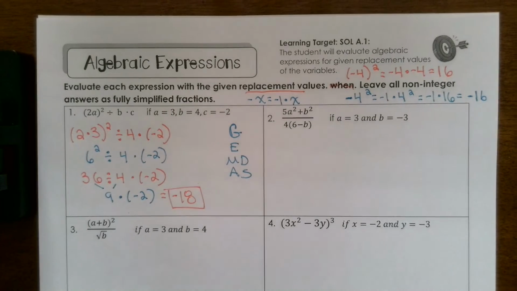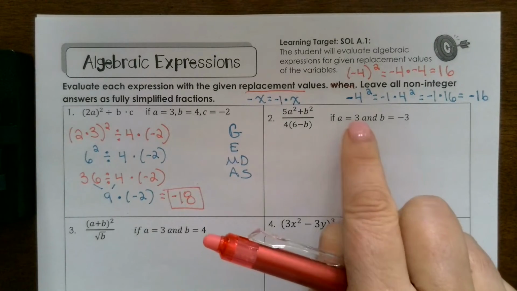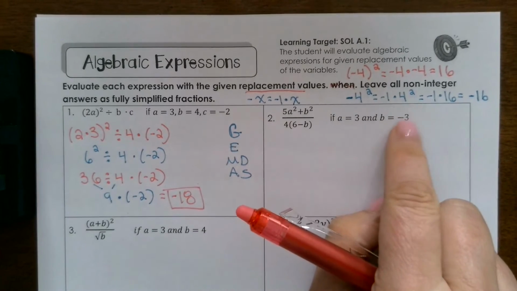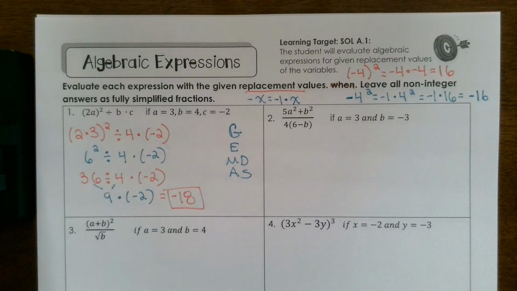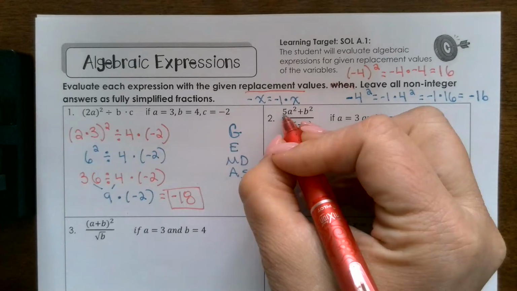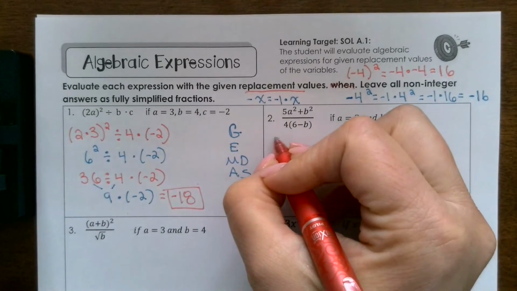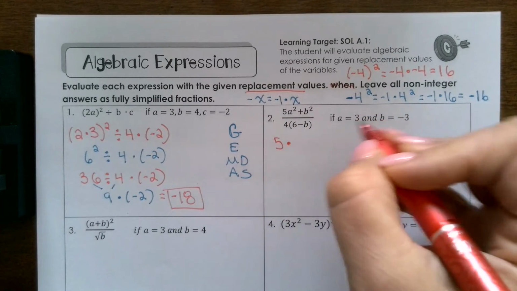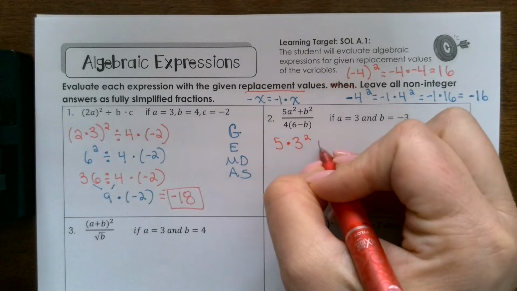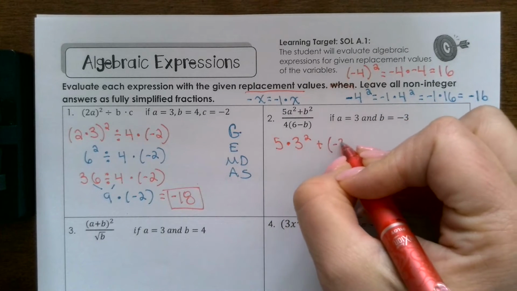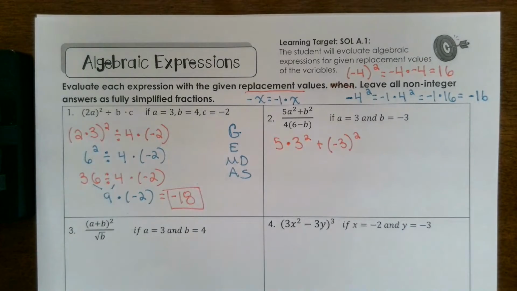Let's look at number 2. When I look at number 2, I have a positive and a negative. I'm going to substitute that in with parentheses. A 5 right next to a variable indicates multiplication. So I have 5 times a squared, 3 squared, plus b squared. It's negative, so I'm going to make sure I put the parentheses.